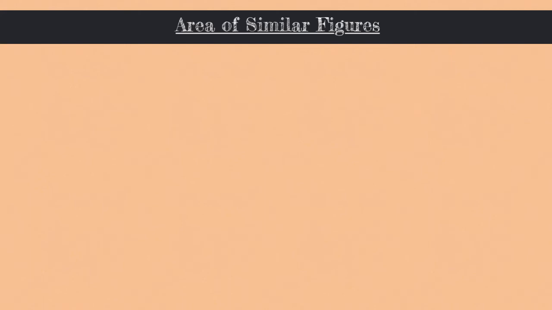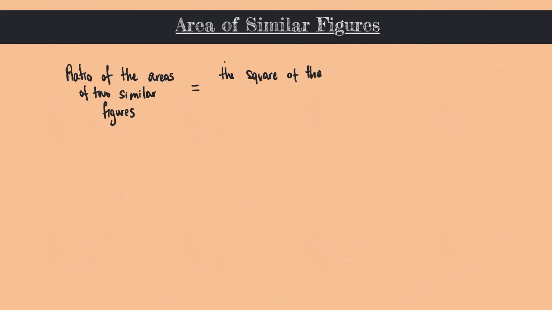So, if two figures are similar, then the ratio of the areas of two similar figures is equal to the square of the ratio of their corresponding sides. So that's in word form what we're looking at, okay?